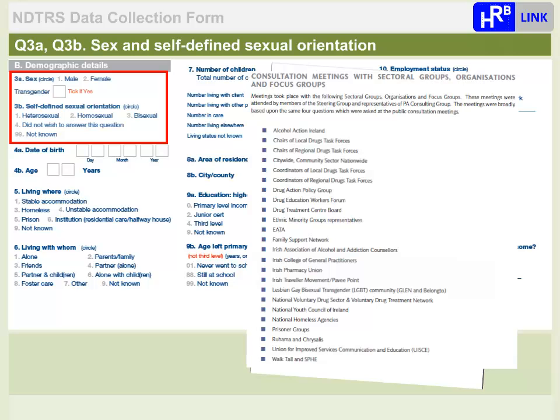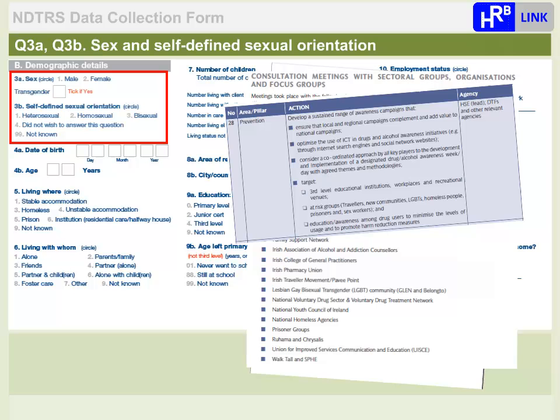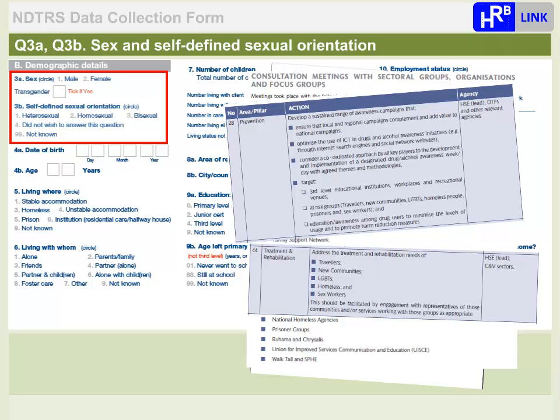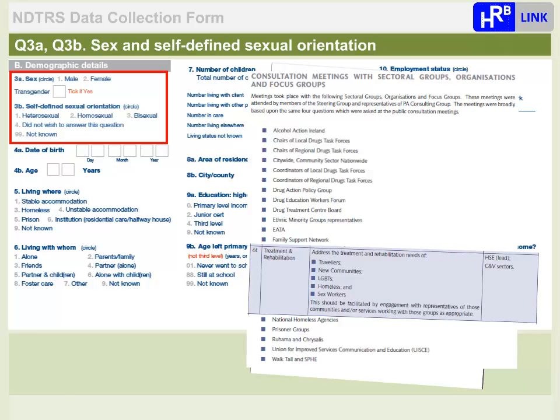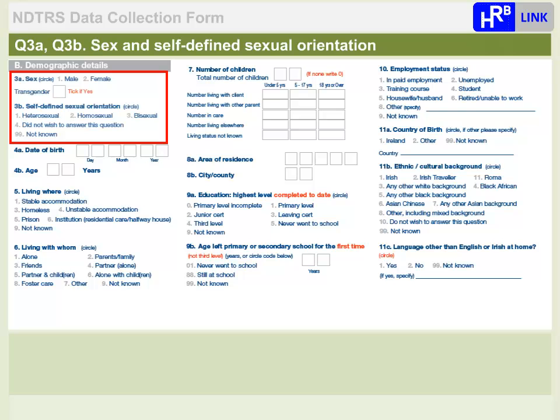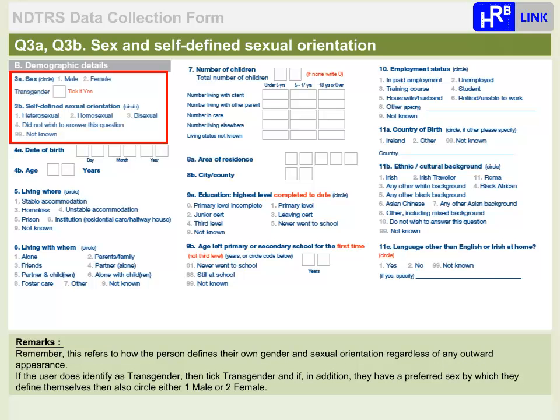This new question will provide data to allow actions 28 and 44 of the NDS to be assessed and measured in relation to LGBT people. Remember, this refers to how the person defines their own gender and sexual orientation, regardless of any outward appearance. If the user does identify as transgender, then tick transgender. If they have a preferred sex by which they define themselves, then also circle either 1 male or 2 female.